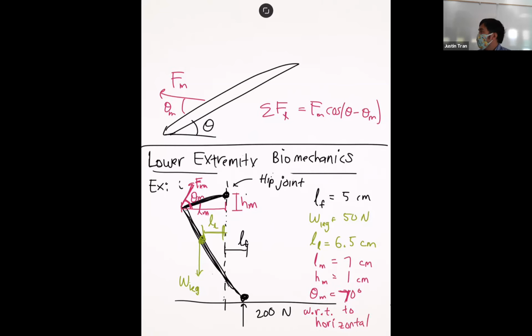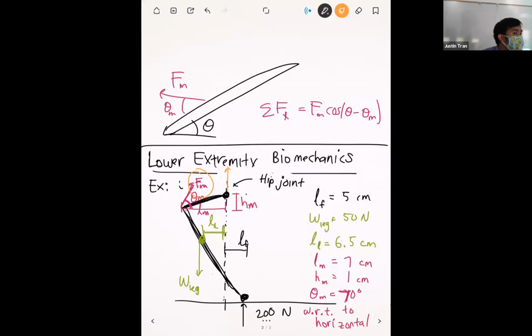And so what you'll see here then is the force summations are going to be a little bit more classical in the sense that we only have one angle that we're working with. All right. And so the goal, as usual, is that we're going to solve for the amount of muscle force that we're exerting.